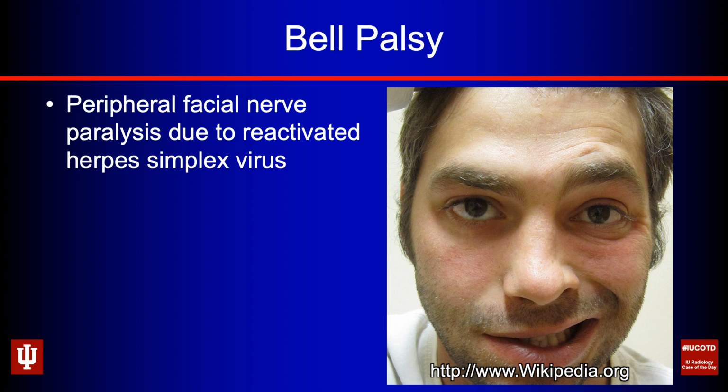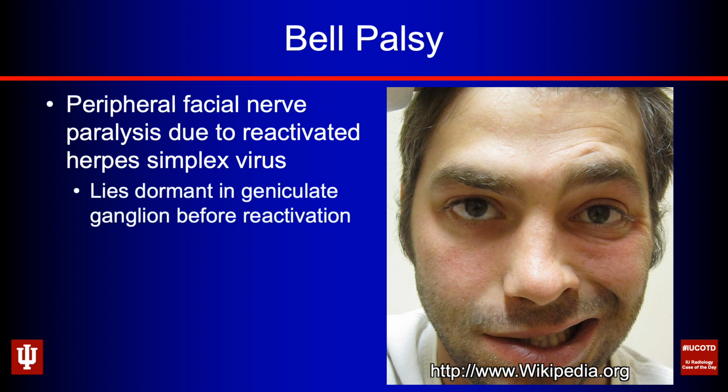And I do want to stress this is an image taken off of Wikipedia. This is not a patient of mine or of IU Health's. This is open access on the internet. So thank you, Wikipedia, for providing this nice case of what this looks like. But this is due to the fact that this virus will lie dormant in the geniculate ganglion potentially for years or even decades before it rears its ugly head and reactivates.